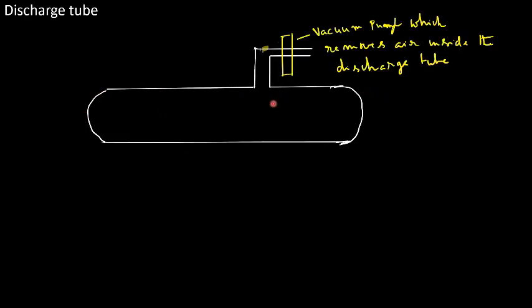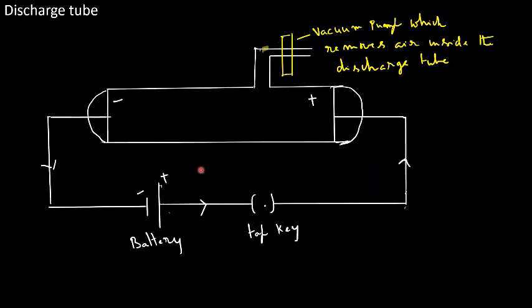Now let us know about discharge tube. Discharge tube is a hard glass tube having a side tube, and to this side tube a vacuum pump is attached. The purpose of this vacuum pump is to remove the air inside the discharge tube so that the pressure can be minimized. Now, two metallic plates are arranged on either side of the discharge tube, which are connected to the terminals of a battery externally.